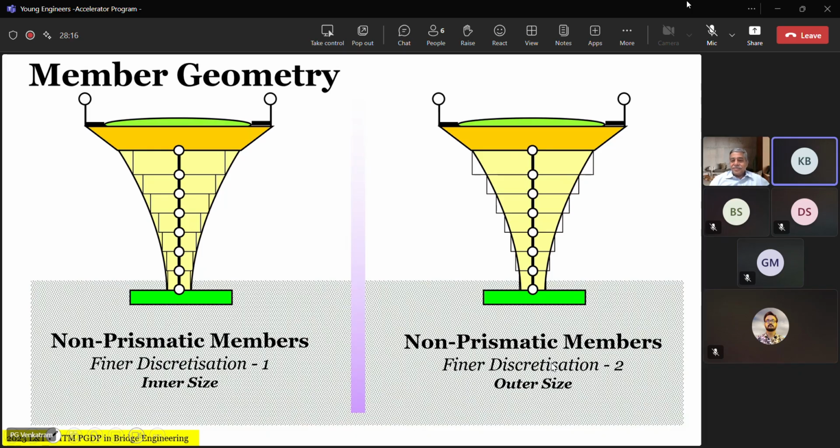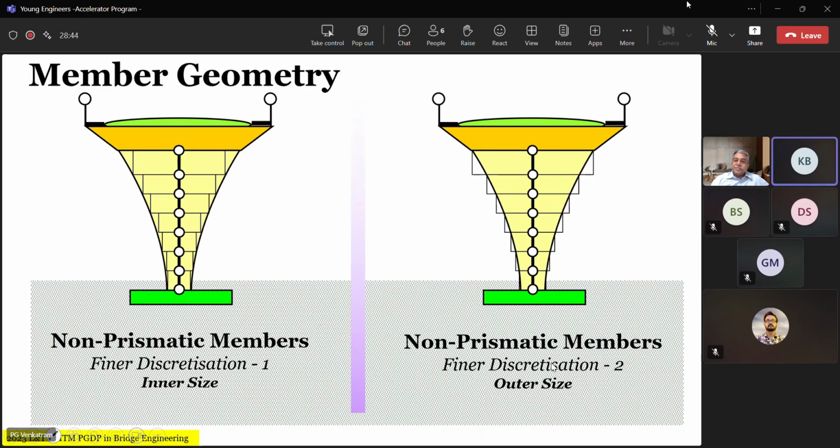Sir, when coming to the inner size, the section size is very small. In capacity point of view, what capacity? We are now talking only in analysis. We have not come to design yet. You're only talking about analysis and therefore modeling. We are going to estimate the forces. So from that point of view, which is better?